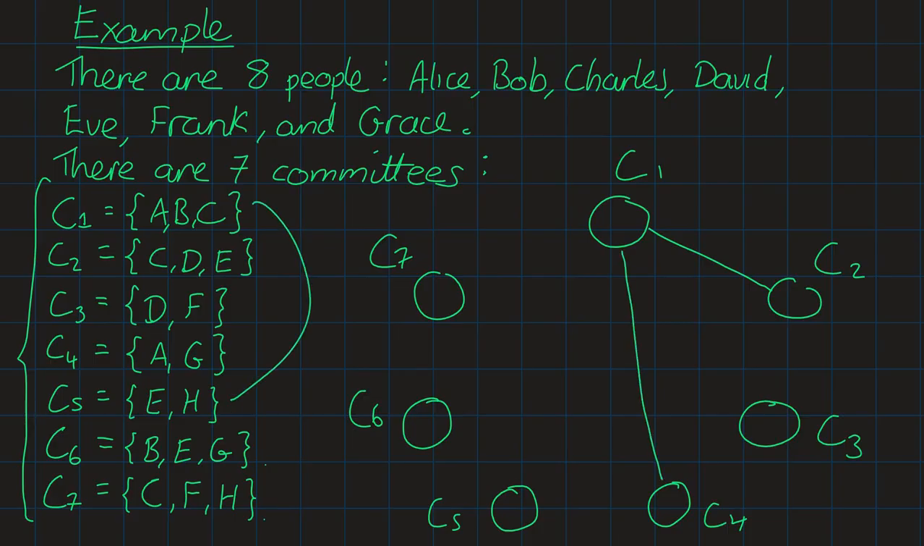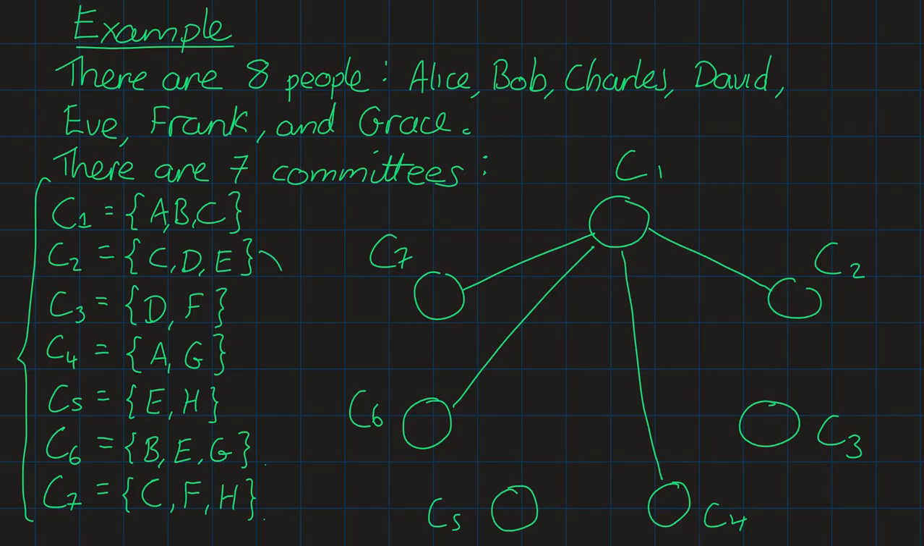C1 and C5, there's no overlap, no conflict. C1 and C6, Bob needs to be in both. So that's a conflict, so I draw a line. C1 and C7, Charles needs to be in both. That's a conflict, I draw a line. Okay? And I need to do this for all of the committees. So now let's examine Committee 2.